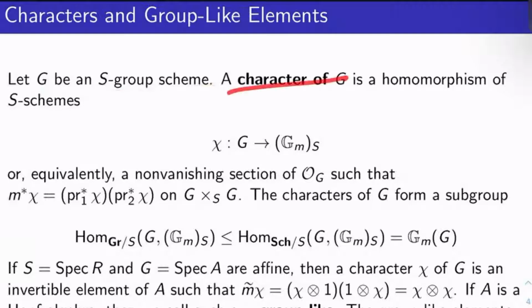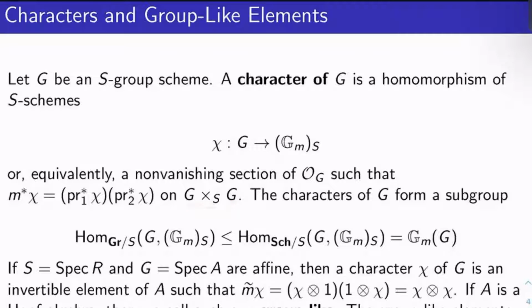A character of G is a homomorphism of S-schemes, chi, from G to G_m over S. Or equivalently, if you like, it's a non-vanishing section or element of O_G, the structure sheaf on G, such that m* chi is just pr_1* chi times pr_2* chi, where pr_1 and pr_2 are the projection maps, and this is happening on G cross G over S.